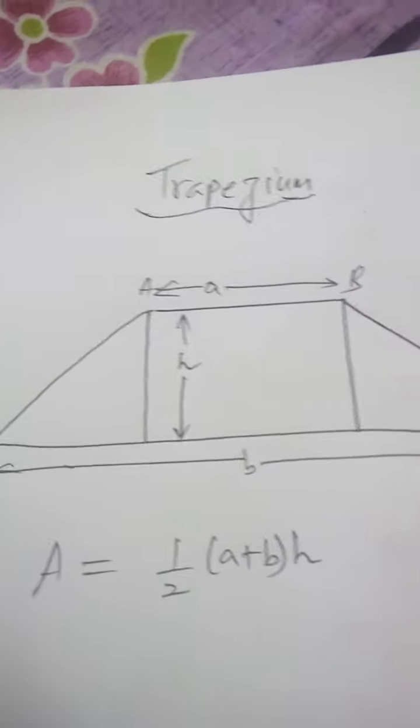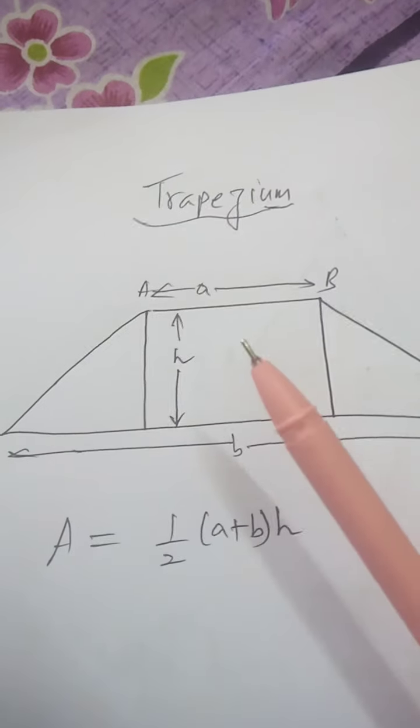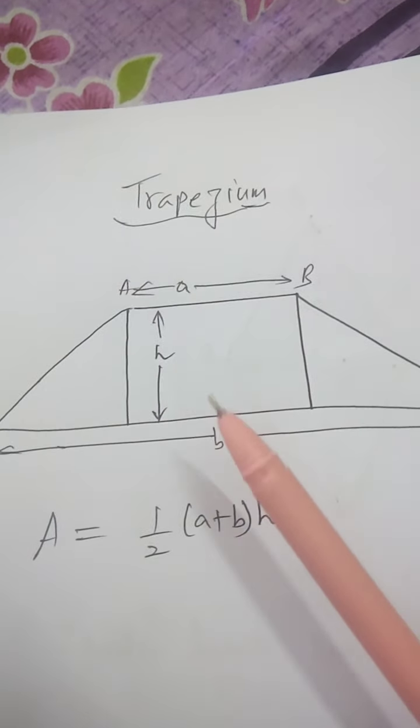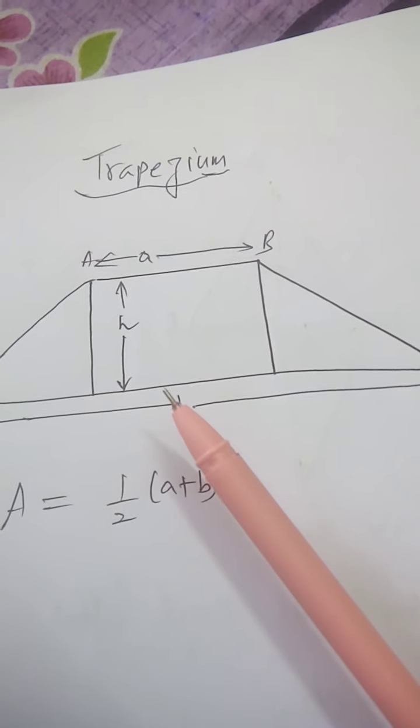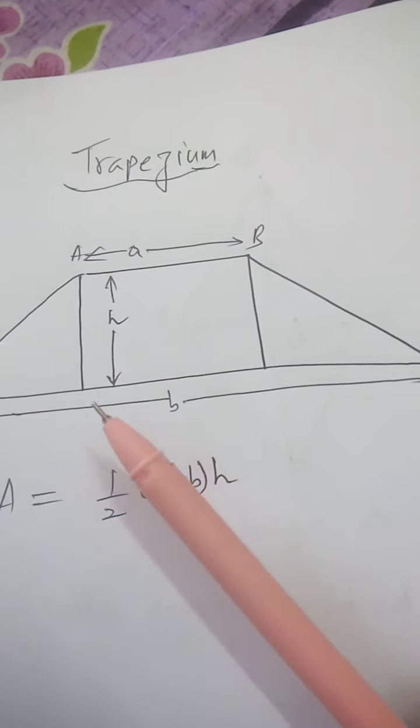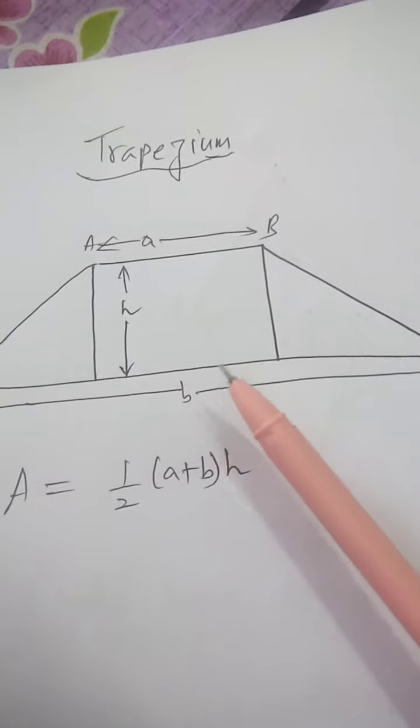Trapezium. What is the area of a trapezium? Sum of the parallel sides, a plus b, into height. So half into a plus b into height. This is the area of a trapezium.